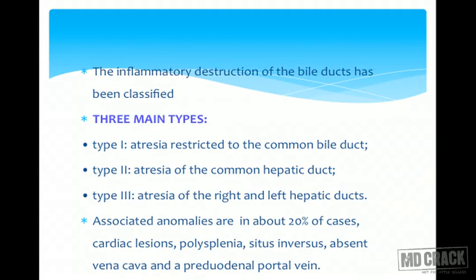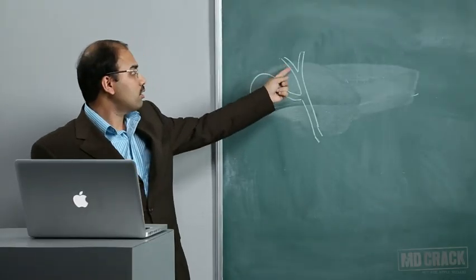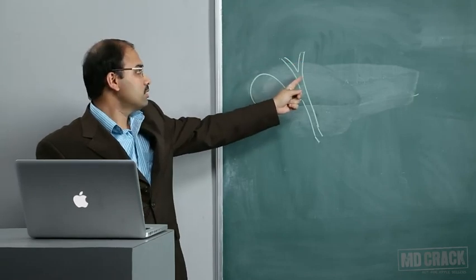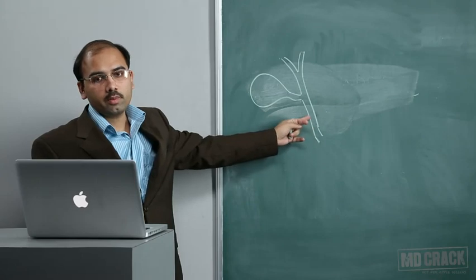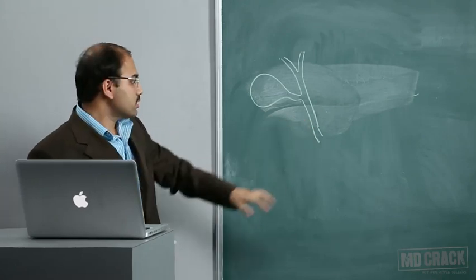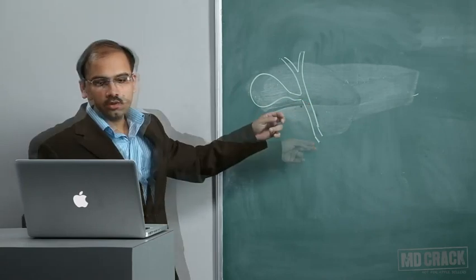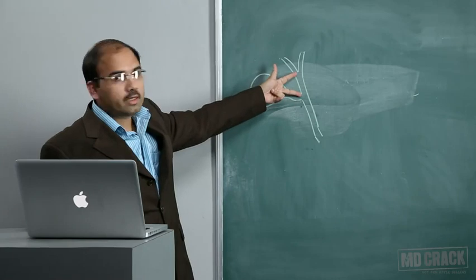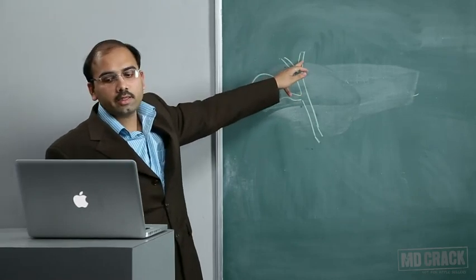The inflammatory destruction of the bile ducts has been classified into 3 main types. So if this were the biliary tree, these are common hepatic ducts. These are right and left hepatic ducts. This is common hepatic duct, this is cystic duct, gallbladder, and this is common bile duct. Whenever there is type 1 disease, the atresia is mainly limited to the common bile duct. In type 2, the atresia is limited to the common hepatic duct. In type 3, there will be atresia of right or left hepatic ducts.